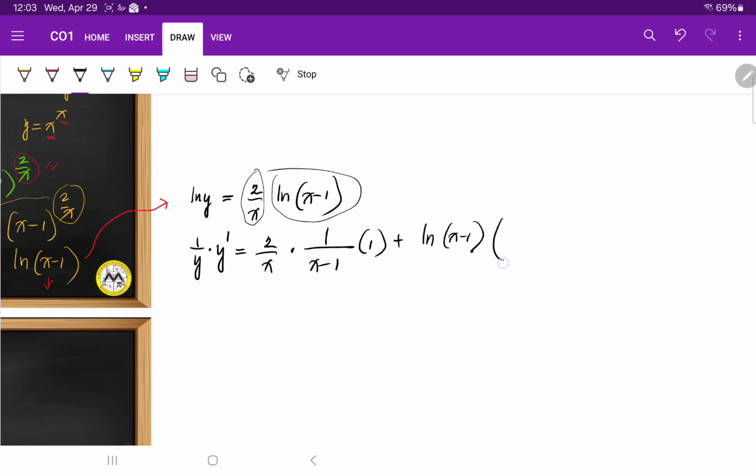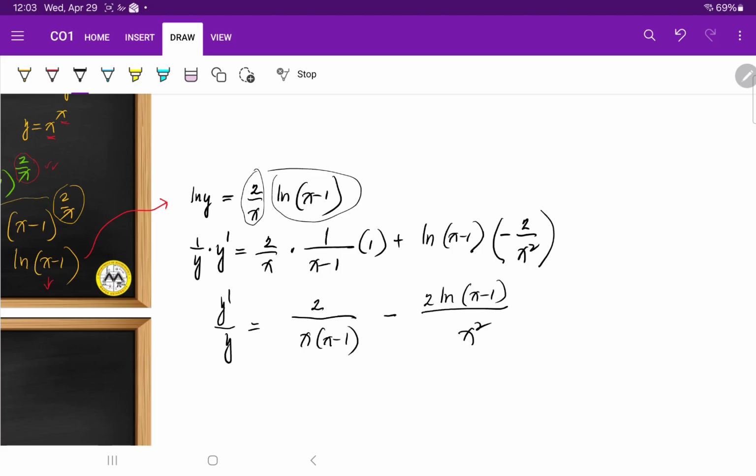And what's the derivative of 2 over x? If we have a constant in the numerator and x in the denominator, it's what? Negative 2 over x squared. So we now have y prime over y is equal to 2 over x times x minus 1 minus 2 ln of x minus 1 over x squared. Right? 2 over x times x minus 1 minus 2 times ln of x minus 1 over x squared.